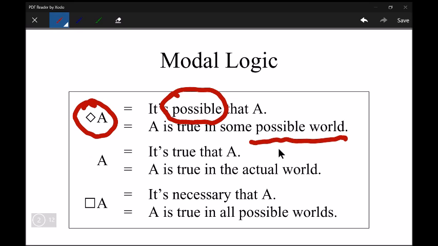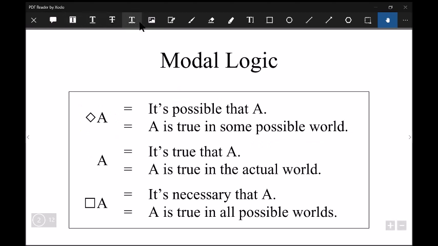So if someone says, well, I can do that, and you say, well, in what possible world? Maybe questioning whether it could happen in the real world, which is somewhat different. So possible is a very weak claim. It just claims that the idea has no self-contradiction in it. Now, necessary, by contrast, is a very strong claim.